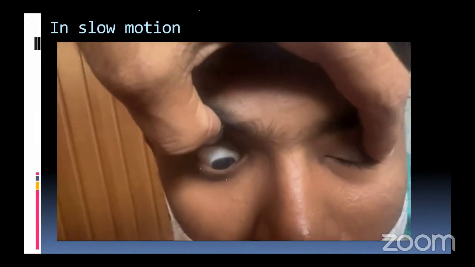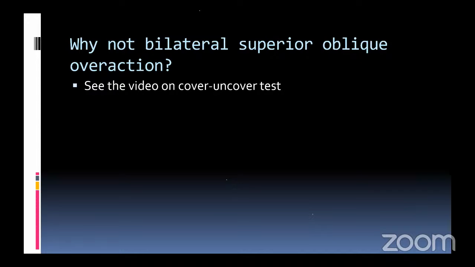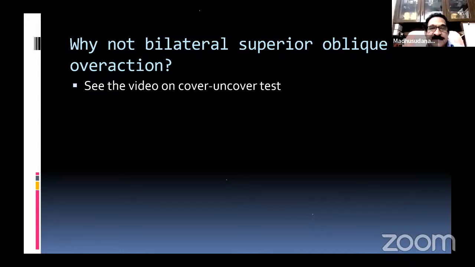Sir, one more time, please. Why not superior oblique overaction, sir? Yes, sir. I'll tell you. In superior oblique, I'll show the picture once again.